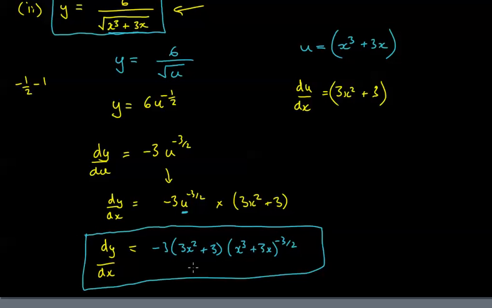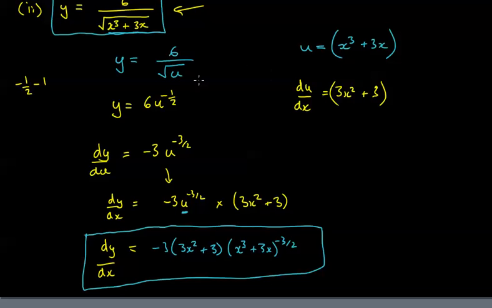Can't really clean that up anymore. I could maybe multiply each one of this bracket by minus 3 if I wanted to get rid of it, but I'm not going to bother. So that is the derivative function of 6 over root x cubed plus 3x. Okay, that's it. And this is how you have to do it.